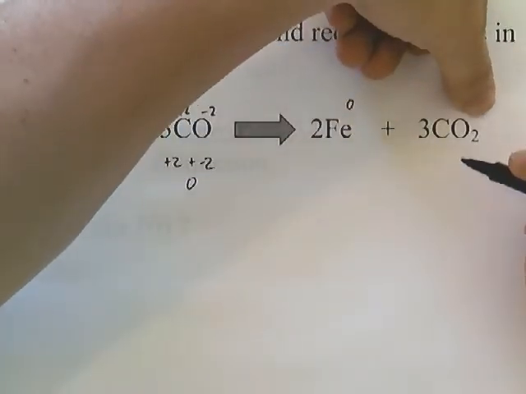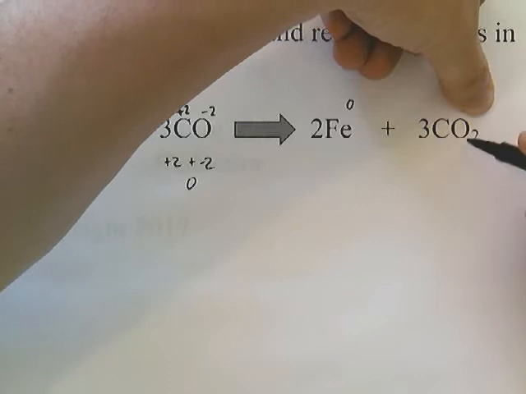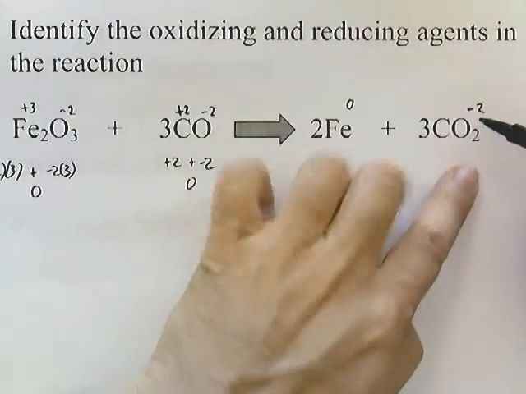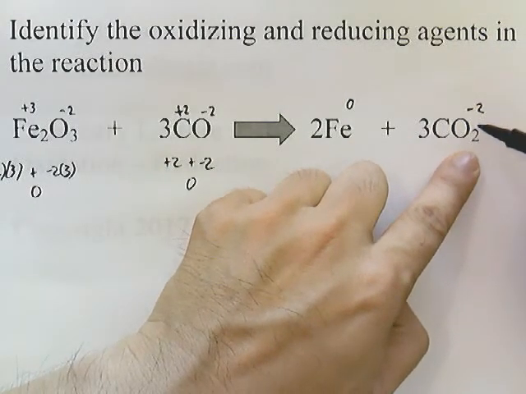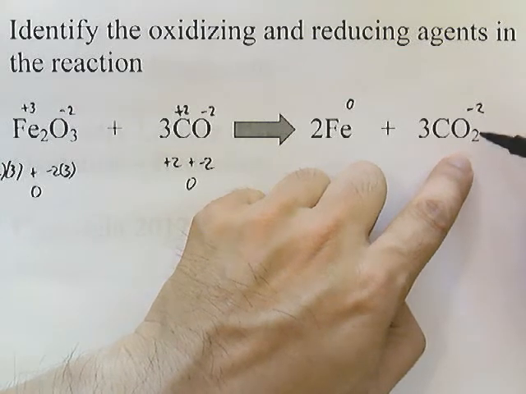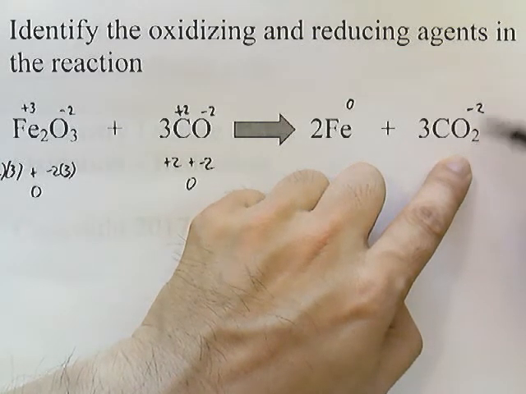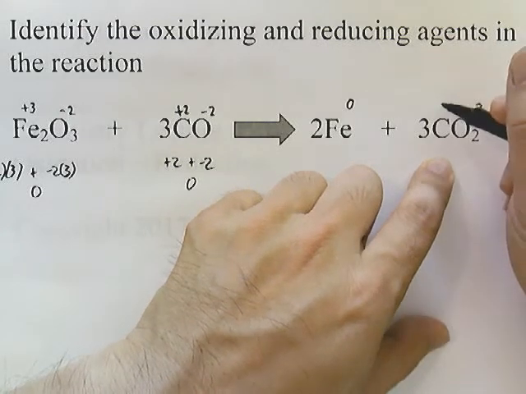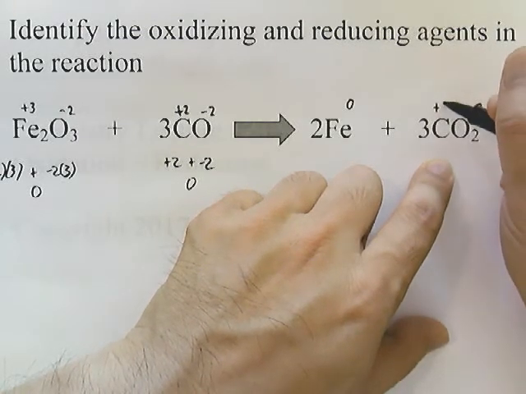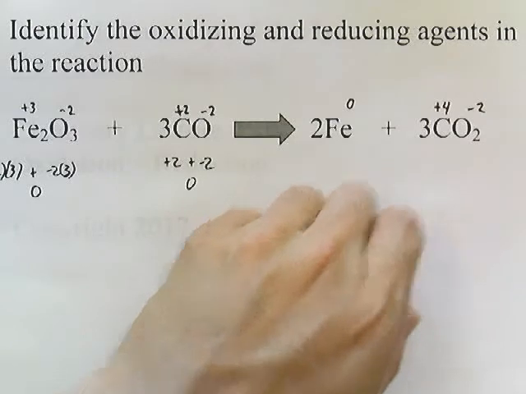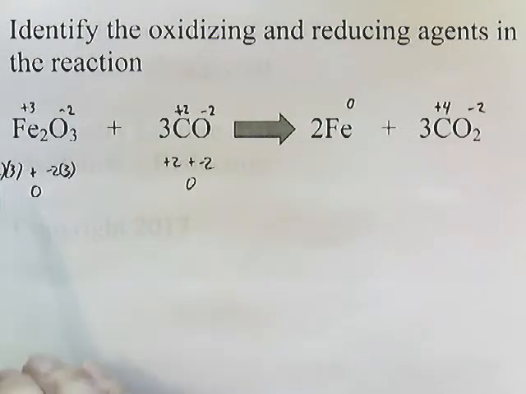Again, carbon dioxide is a neutral molecule. We know that oxygen has a -2 charge. For oxygen to have a -2 charge, that's -2 times 2, that's going to be -4. So to balance the -4 charge, this carbon has to be +4. Those are the oxidation numbers of all the atoms in the compound.